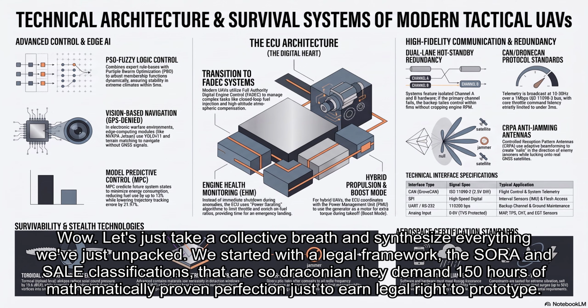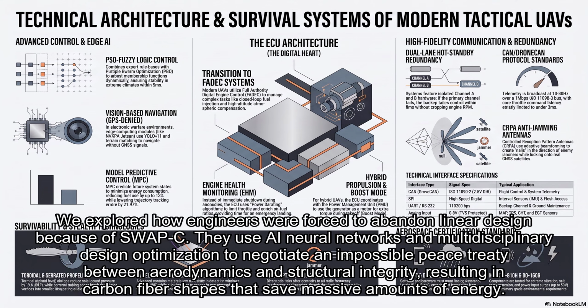Wow. Let's just take a collective breath and synthesize everything we've just unpacked. We started with a legal framework, the SORA and SAIL classifications, that are so draconian they demand 150 hours of mathematically proven perfection just to earn the legal right to prototype. We explored how engineers were forced to abandon linear design because of SWaP-C. They use AI neural networks and multidisciplinary design optimization to negotiate an impossible peace treaty between aerodynamics and structural integrity, resulting in carbon fiber shapes that save massive amounts of energy.